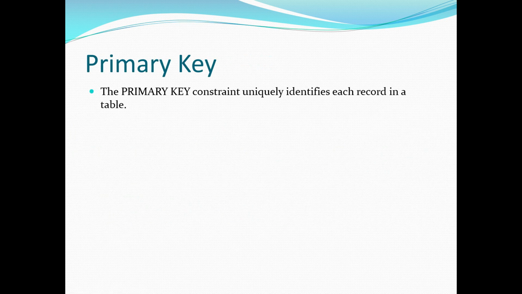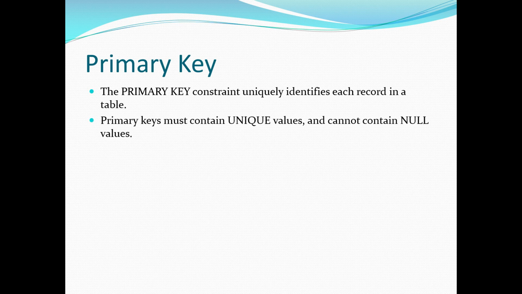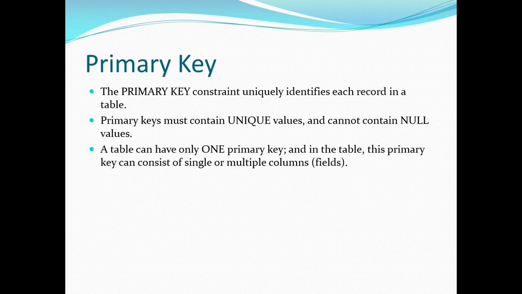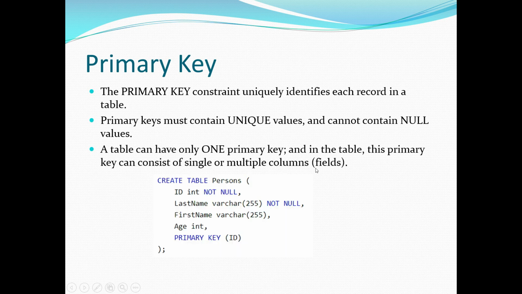So what is the primary key? The primary key constraint uniquely identifies each record in a table. Primary keys must contain unique values and cannot contain null values. A table can have only one primary key. So therefore we see that the primary key uniquely identifies each record in a table, and this primary key can consist of single or multiple column fields.